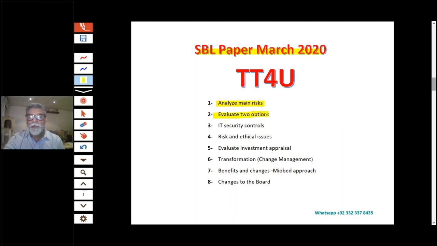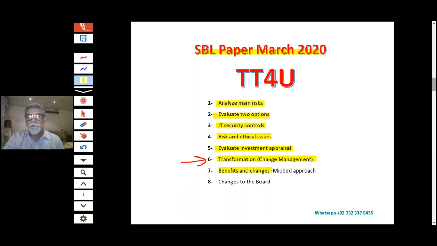Then we have to evaluate two options. Maybe two options have been given, option A, option B, Miss World versus Miss Universe, and we need to evaluate both of them. Then IT security controls, a very interesting topic. Risk and ethical issues. Evaluate investment appraisal, interesting. Transformation or change management. This was perhaps the topic in which a lot of students fainted.